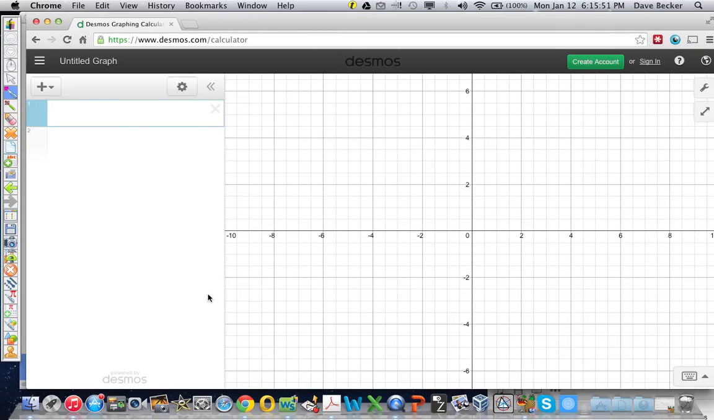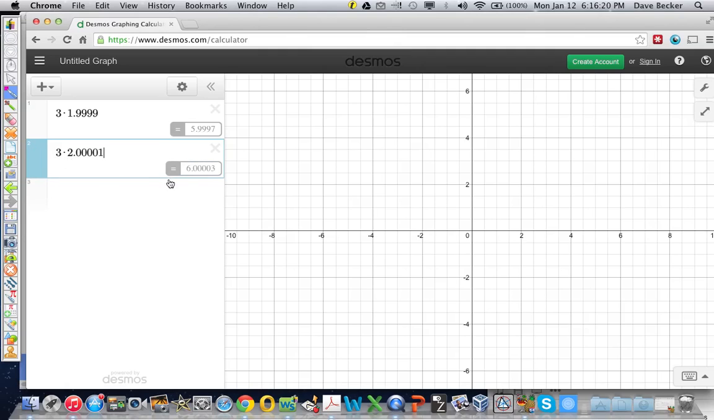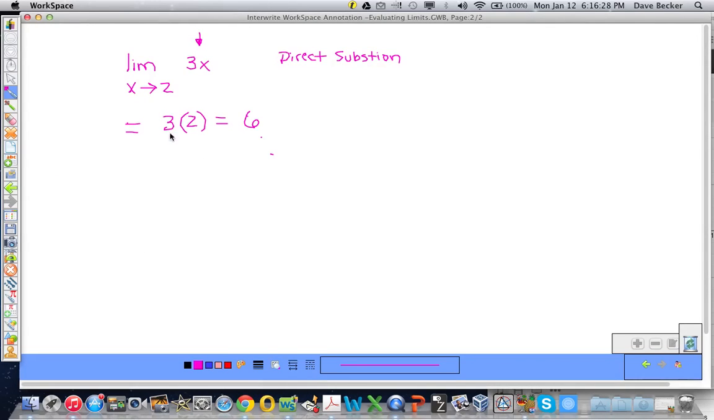Let's just take a quick look at that. If x is very close to 2, like 3 times 1.999, that's pretty close to 2, and we hit enter, that answer is very close to 6. And if x gets closer and closer to 2 from the other side, like 3 times 2.00001, then we get 6.00003. That is very, very close to 6. And that's what the limit is. That's the behavior of this function as x approaches a particular value.